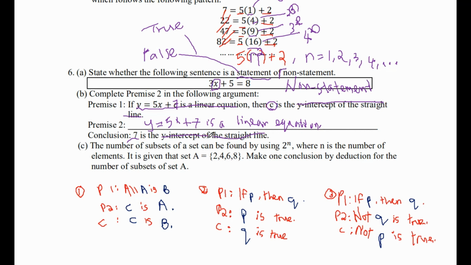C. The number of subsets of a set can be found by using 2 power n. It is given that set A equals 2, 4, 6, 8. Make one conclusion by deduction for the number of subsets of set A. First, we have to find the number of elements in this set. So you just count how many elements: 1, 2, 3, 4. 4 numbers here. So n equals to 4. So for the number of subsets of set A, we are using this formula, 2 power n. N equals to 4, so 2 power 4 equals to 16.